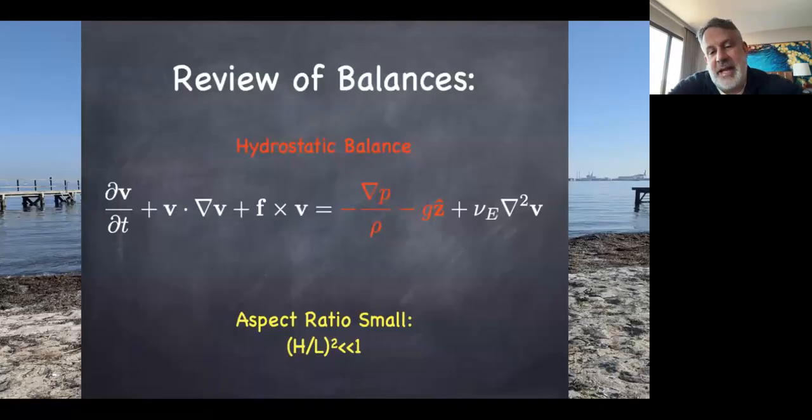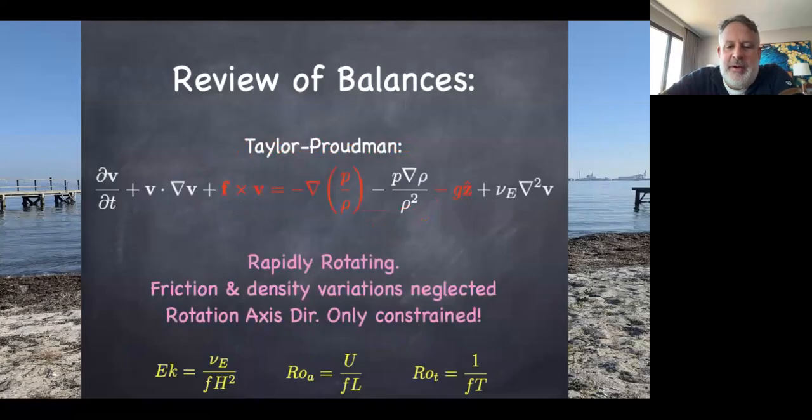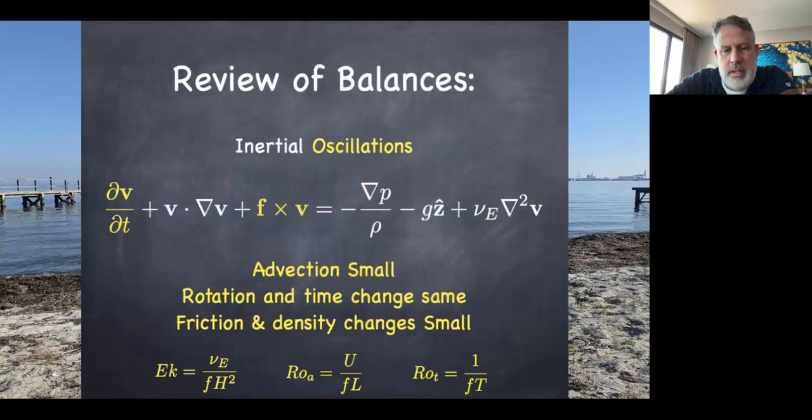Okay, so we're reviewing our balances again. The hydrostatic balance is a vertical pressure gradient versus gravity. The Taylor-Proudman theory involves three different terms, but it stiffens the flow when friction and density variations are not present. It means that things don't shear in the direction of the rotation axis. Inertial oscillations are balanced between just the Coriolis and the time derivative. All the other terms are taken to be small to get pure inertial oscillations. You can think of this in terms of the Ekman number and Rossby numbers, which I'll come back to in a second.